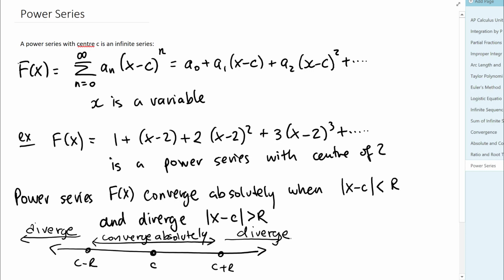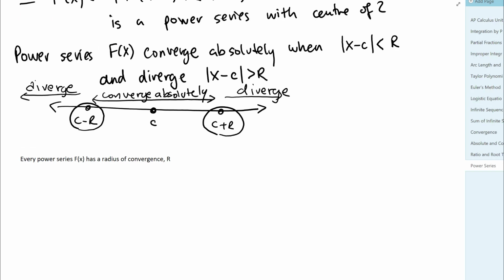Now, the tricky part is these endpoints. We don't know what's happening exactly at these two endpoints. It may converge, it may diverge. We don't know for sure. And so what we say is that every power series has a radius of convergence r. So there's a distance on each side of this c value that it will converge absolutely.